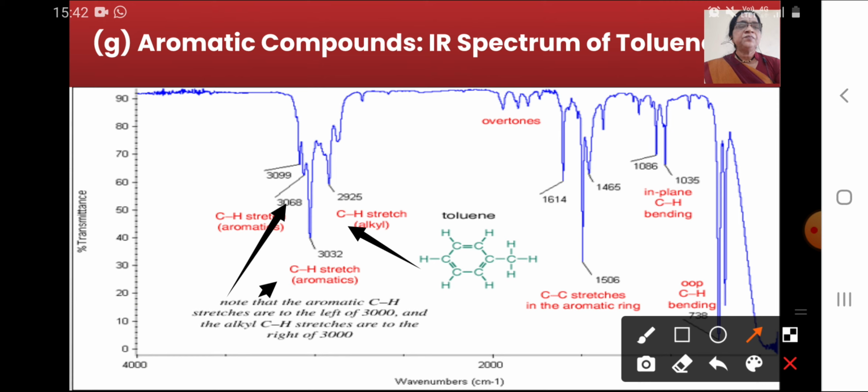The absorption bands at 1614, 1506, and 1465 indicate the presence of the aromatic ring. There are also CH bending vibrations, in plane and out of plane, which are observed in the fingerprint region.